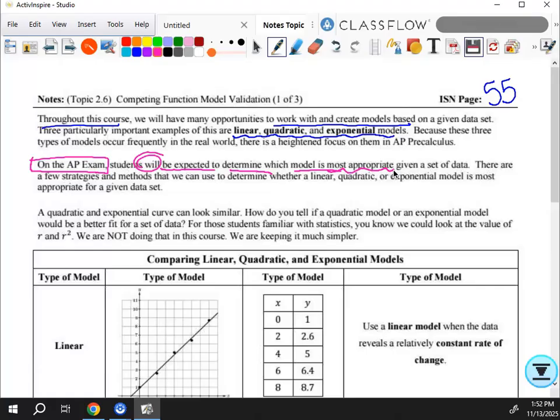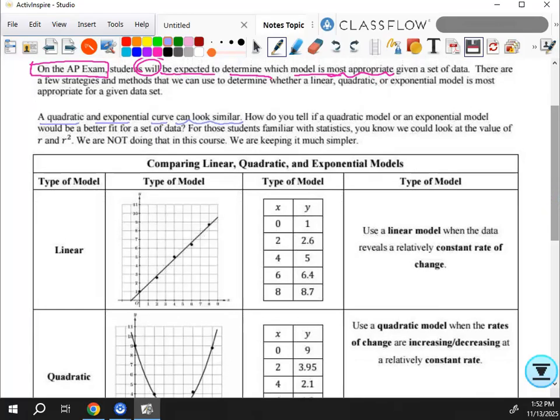So we've looked at a few different strategies. And we've also talked about in the last few days that a quadratic and exponential curve can look similar, right? If you're just looking, especially if you don't have a ton of data, they can look very similar to each other. So we've got to look at how we can figure out which would be a better fit.